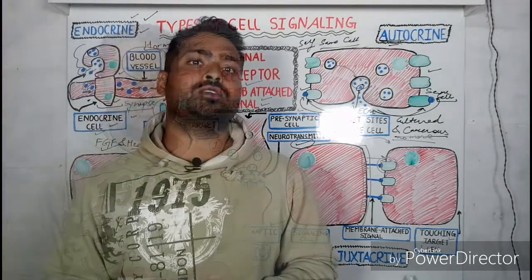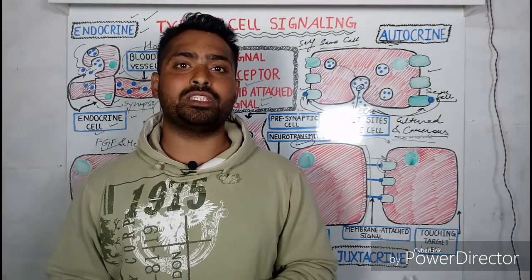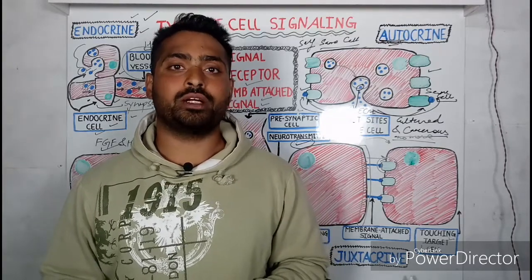Okay, so this was all about the different types of cell signaling. In the next video, I will be talking about the GPCRs or the G protein coupled receptors.